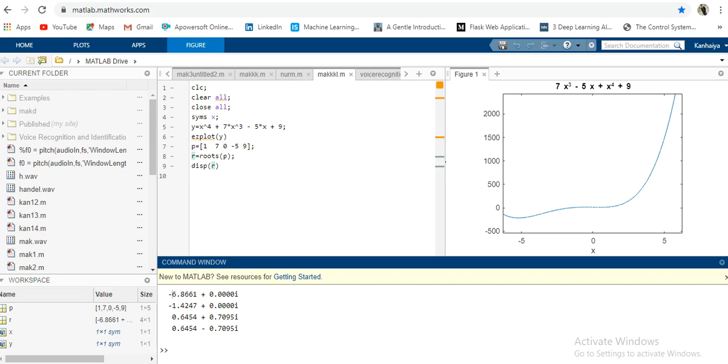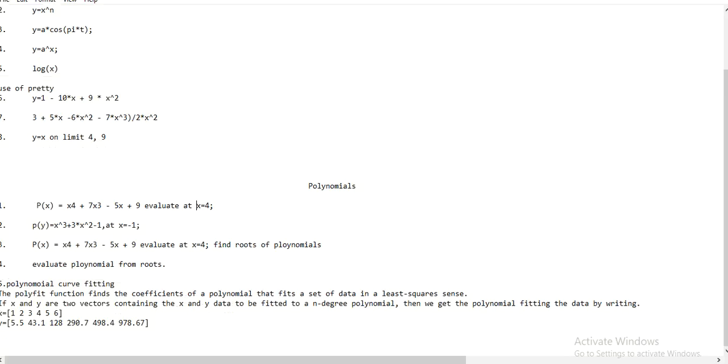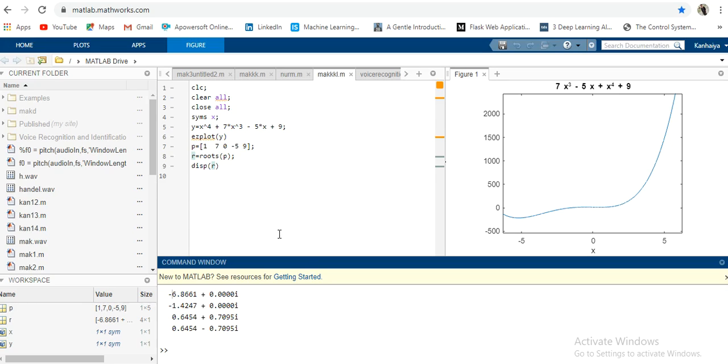Now the next question is saying to evaluate the polynomial from the roots. Okay, now we have the roots. We first took the polynomial x to the power 4 plus 7x minus 5x plus 9, and we plotted it. After plotting this, we found the roots of this one. Now from the roots, if we make the equation, then it should come in the form of x to the power 4 plus 7x minus 5x plus 9. It is known, and let's see if MATLAB is giving the same thing or not.